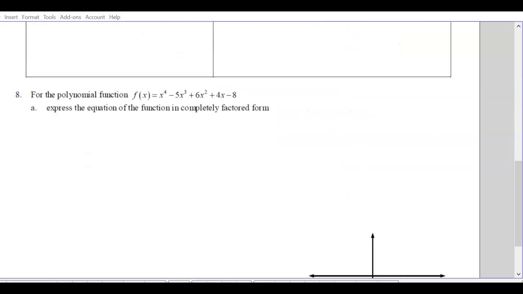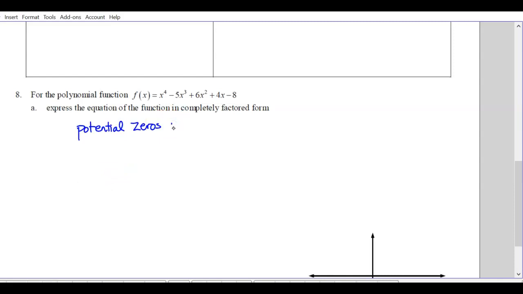This f of x here now, it's a degree 4. The leading coefficient is 1. Constant term is negative 8. On a test, I can almost guarantee that we'll have a question like this, either factoring or maybe solving, and it will be done algebraically. Yes, you have your calculator to help you, but we're going to do it algebraically. So first thing is to state what we call our potential zeros.